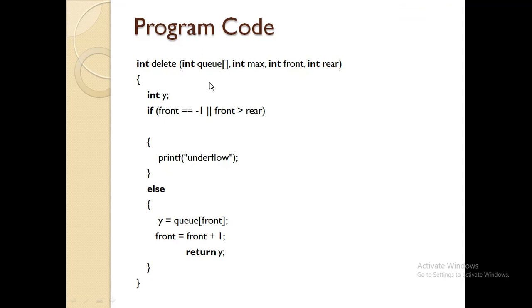Now this is the program code for the delete operation. Check for underflow: front is at -1 or front is greater than rear. Here the logical OR operator is used. That means if any one of the given two conditions is true, it will print underflow. Else, the element will be stored in a variable y. Front is incremented and the value is written. That means the deleted element is written.